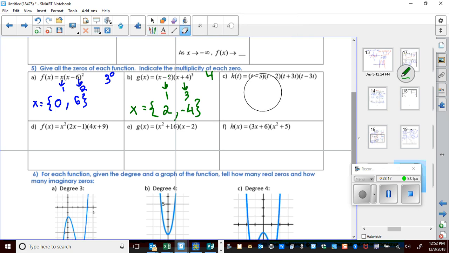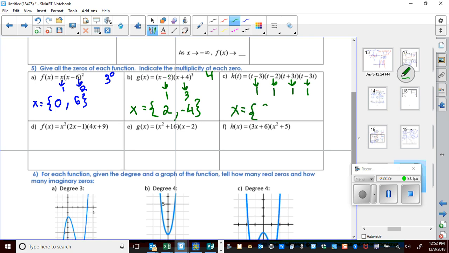Keeping that in mind, here I have 3. Well, actually, we're going to do multiplicities. Multiplicity here is 1. Multiplicity here is 1. Multiplicity is 1. Multiplicity is 1. Zeros: x equals 3, 2, negative 3i, and positive 3i. Right here, multiplicity is 2, 1, 1. My zeros: 0, 1/2, and negative 9/4.